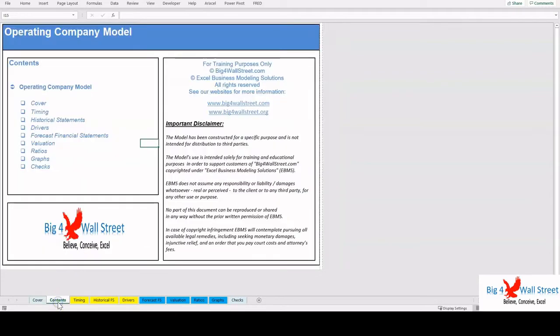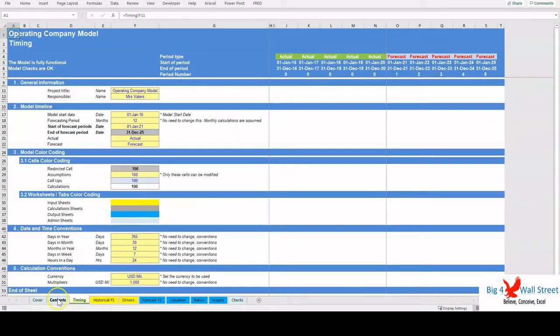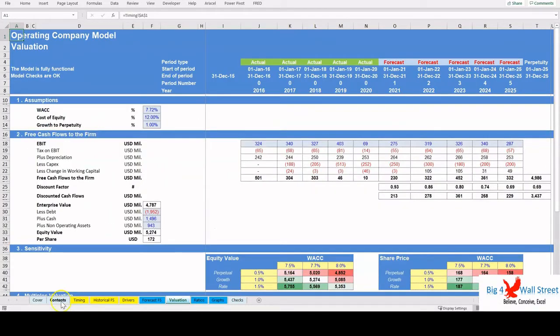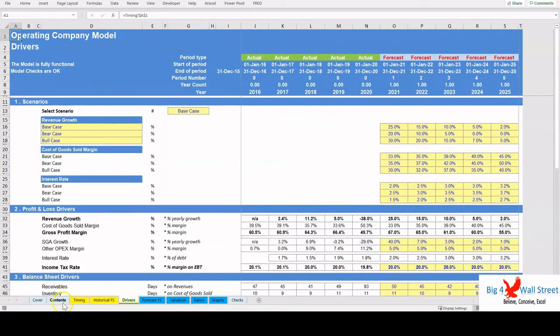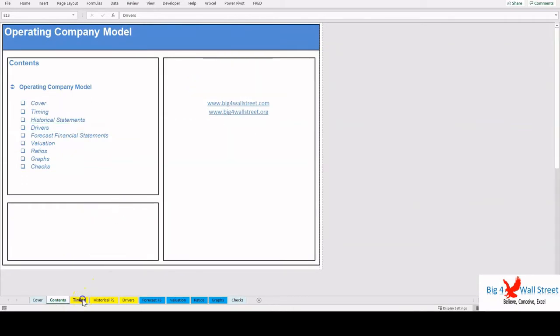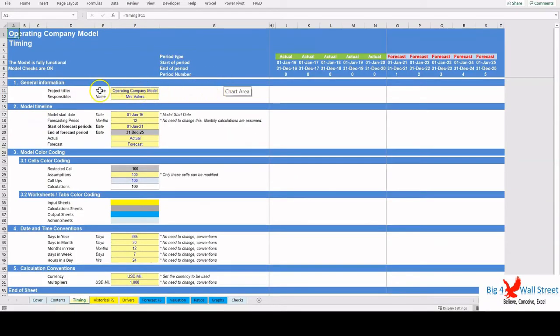In the Contents tab you can see the structure of the model and by clicking on any of the headlines to be redirected to the relevant cells. On the Timing tab you can feed the general information for the model such as model name, responsible, timeline of the model and date and currency conventions. Additionally, there is a description of the color coding of the model in the same tab.